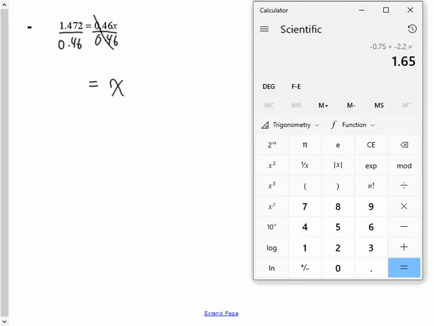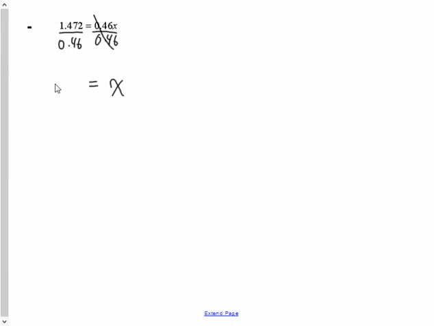Here we have our coefficient and our variable on the right-hand side instead of the left, but we're still going to divide both sides by the coefficient to get rid of it, leaving me with x, or isolating the variable. Once we do that, we take our calculator, and 1.472 divided by 0.46 is 3.2, and therefore x equals 3.2.